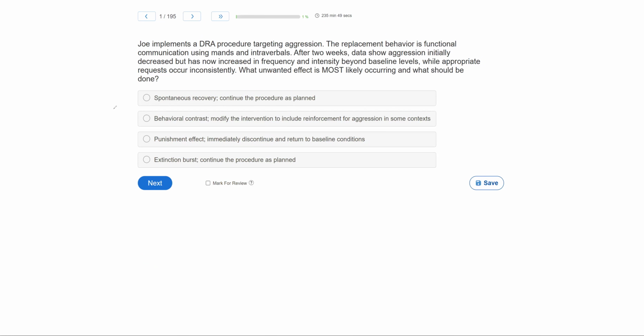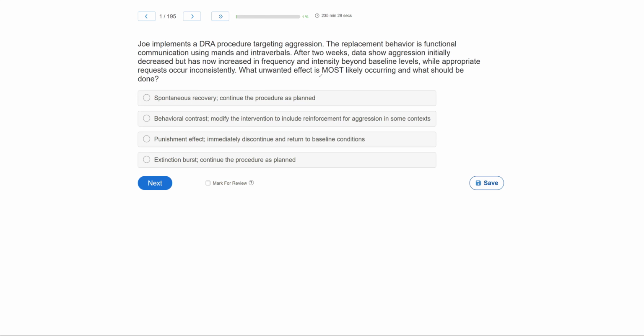Joe implements a DRA procedure targeting aggression. The replacement behavior is functional communication using mands and interverbals. After 2 weeks, data show aggression initially decreased, but is now increased in frequency and intensity beyond baseline levels, while appropriate requests occur inconsistently. What unwanted effect is most likely occurring, and what should be done?